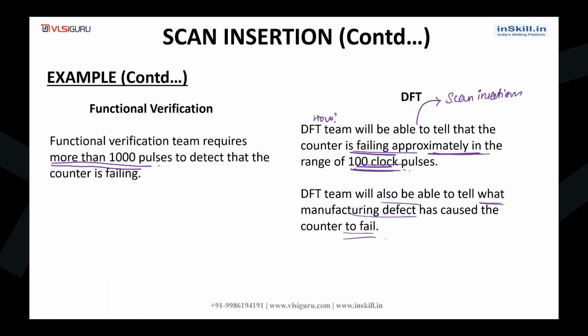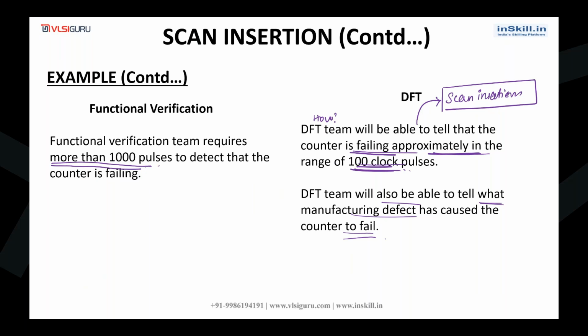It is because the DFT team has gone for scan insertions. Because we have gone for scan insertions, we are easily able to control and observe our circuit. So that's why the DFT team will be able to tell that the counter is failing approximately in the range of 100 clock pulses.